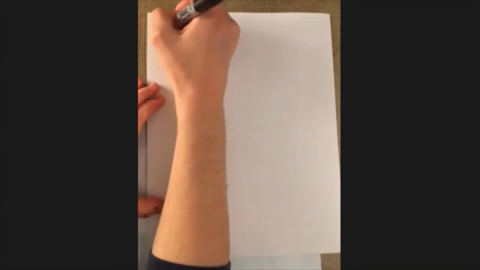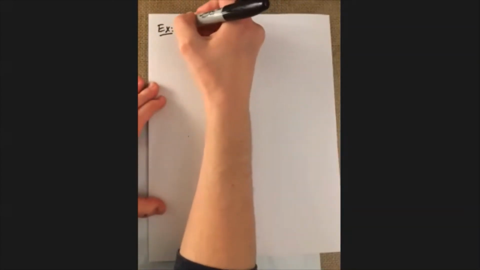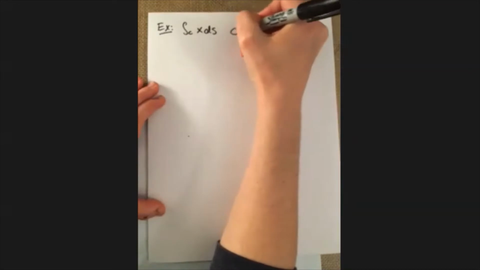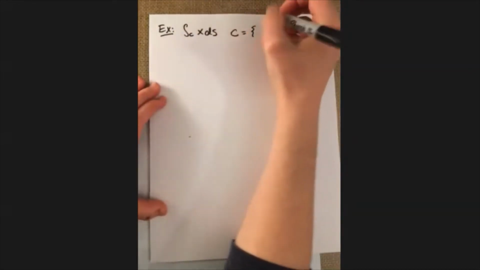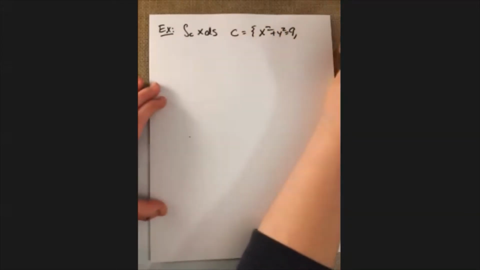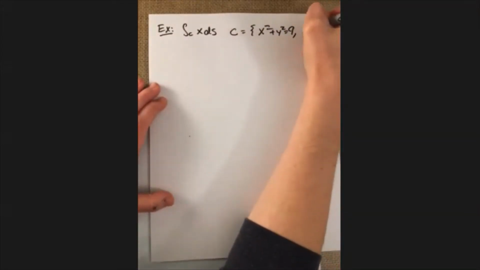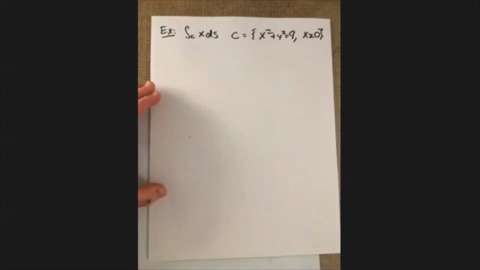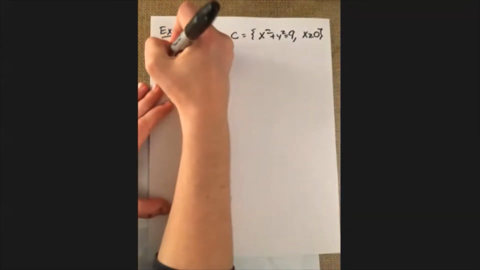All right, let's do an example with a circle. It's really quite similar. For this one, we're going to find the contour integral or line integral of x ds, where our C here is given by the circle x squared plus y squared equals 9. And it's actually going to be a half circle because we're going to require x to be positive.